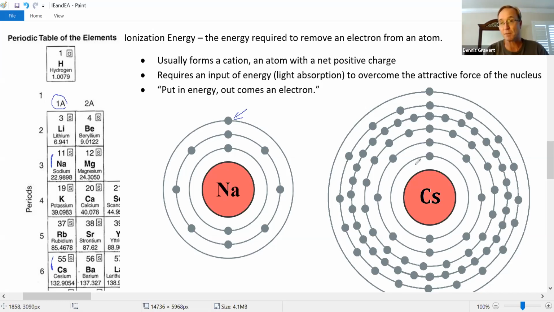Cesium's in the same family, but it actually fills 6 shells. But if you look at the outermost shell, the 6th shell, there is only 1 electron in there. So that's why sodium and cesium belong to the same family. They have similar properties. Their objective is to kick out this one and only electron so they can have complete shells. They can have the same electron configuration as the noble gases.